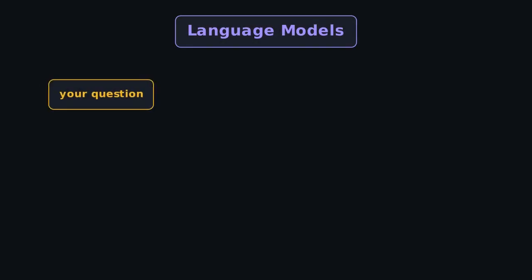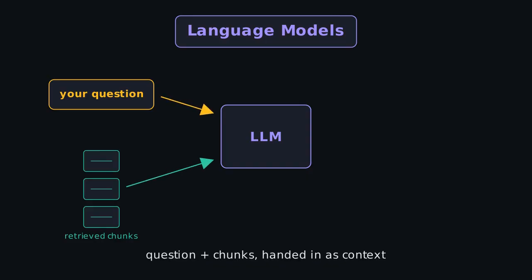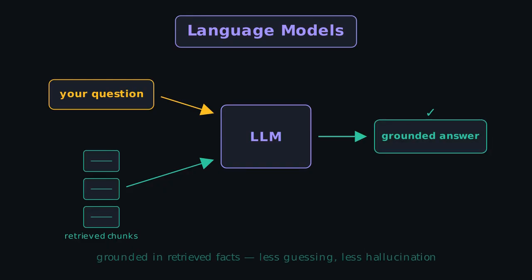Last comes the language model, doing the thing it is best at, writing a clear, fluent, natural-sounding answer. But there's a key difference now. It no longer has to answer from memory alone. Along with the user's original question, it's handed the chunks we just retrieved, dropped straight into its context window. Now it can ground its response in those real, retrieved facts, which means far less guessing and far fewer hallucinations. It's the same model as before, but now it's reading from an open book instead of reciting from memory.